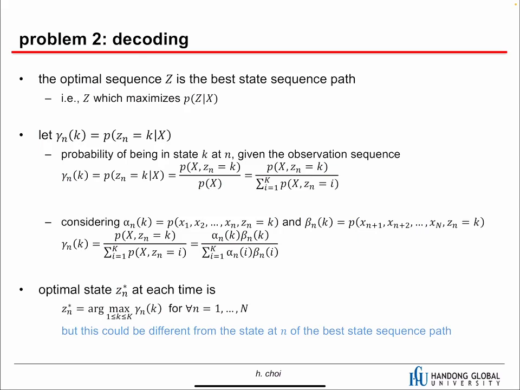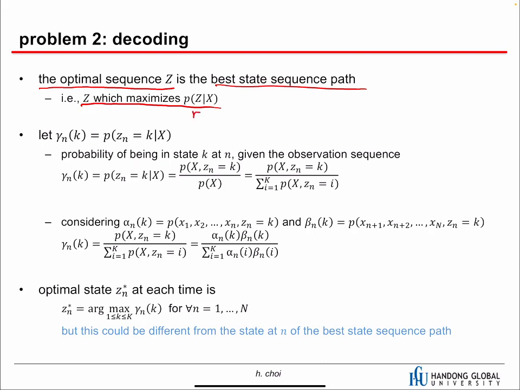Decoding is something like a speech recognition system. When we have observations, what is the best sequence? We want to find the optimal sequence z, and this z should be the best state sequence path, not the concatenation of the best state at each current time. That's the difference; we'll see that. Then z maximizes P of z given x. When we have an x and calculate P of z, it should be maximum. That's what we want as z.